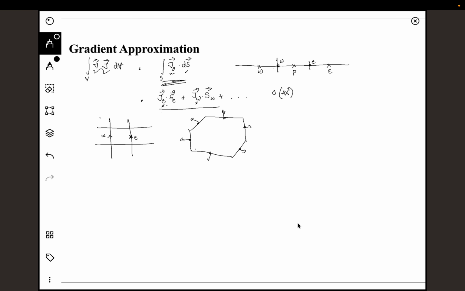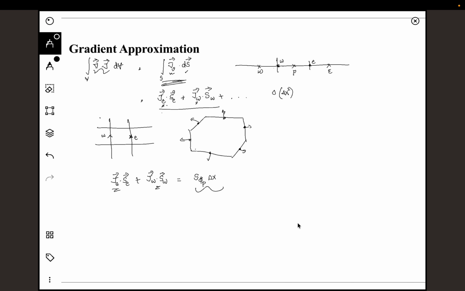So if we combine these two equations, we have Je dot Se, the flux that is leaving from the east surface, plus Jw dot Sw, the flux that is leaving from the west surface, should be equal to whatever is being generated, that is, the source term S calculated at that particular point P times delta x. So this is the generation term, which should be equal to whatever is leaving from either side. This is for a 1D case.